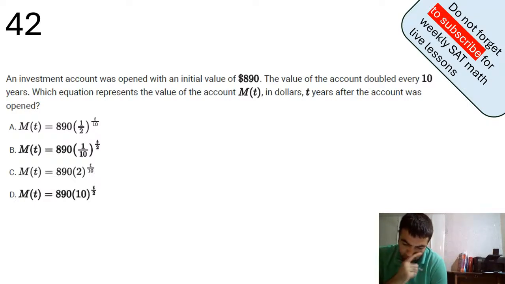Mr. Saib and Shahin say it is D. An investment account was opened with an initial value. The value of the account doubled every 10 years. You say it is D, but it is not D.